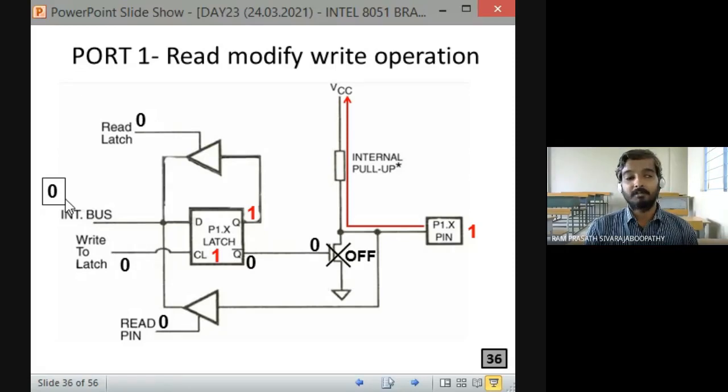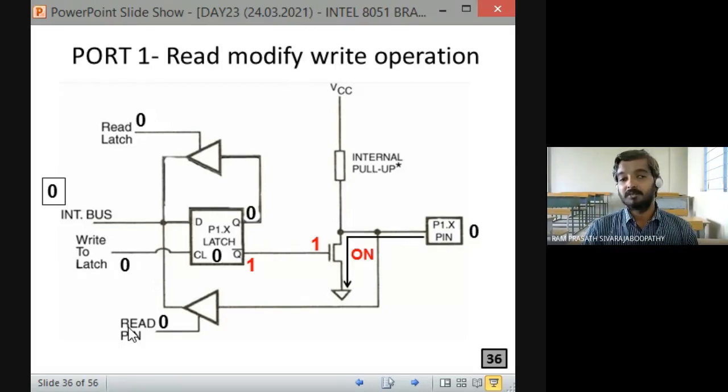Now which signal will get enabled? The internal bus now has 0. Out of the 3 signals, read latch, write to latch, read pin, which signal will get enabled? Read is done, modify is done. Again it has to be written back. So the write to latch signal is going to be enabled. So the internal bus now has 0, so 0 is stored. So Q becomes 0, Q bar becomes 1, the transistor turns on, so it is connected to ground, so the output becomes 0. Fine.